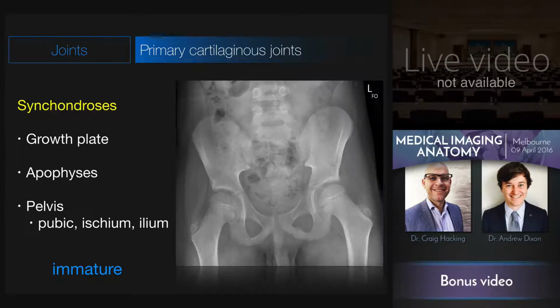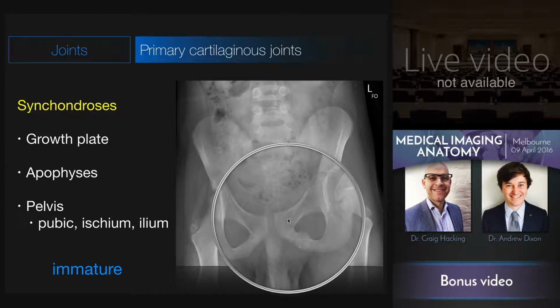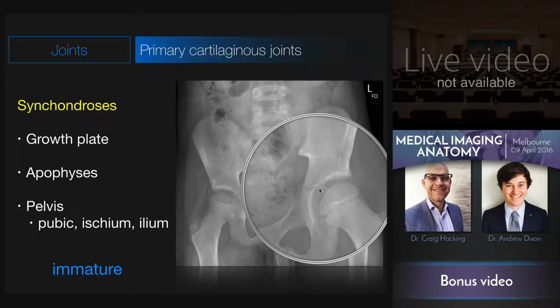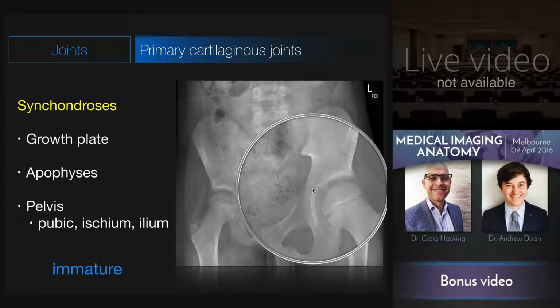And in the even less mature pelvis, the bones of the pelvis itself, the pubic bone, the ischium, and the ilium come together at the triradiate cartilage, another example of a synchondrosis in the immature skeleton, a primary cartilaginous joint composed of hyaline cartilage.